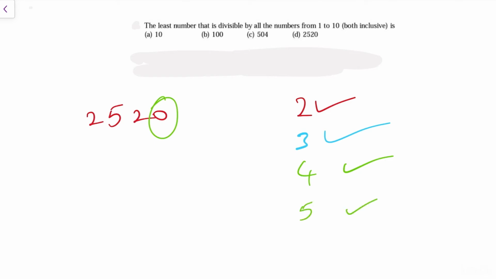Next, 6. To check whether it is divisible by 6 or not, we need to check just the basics, that is 2 and 3. Here it is divisible by 2 as well as 3, so that's the reason it is divisible by 6 also. Next, for 7, instead of remembering the logic, it is better to go with the division directly.